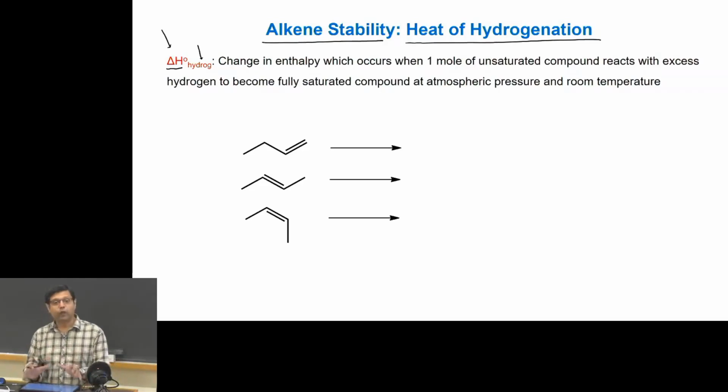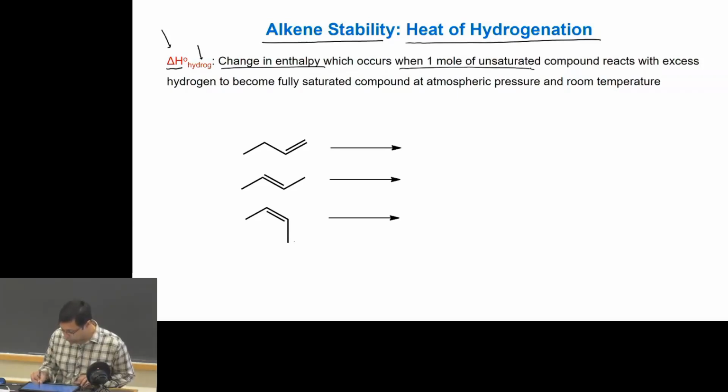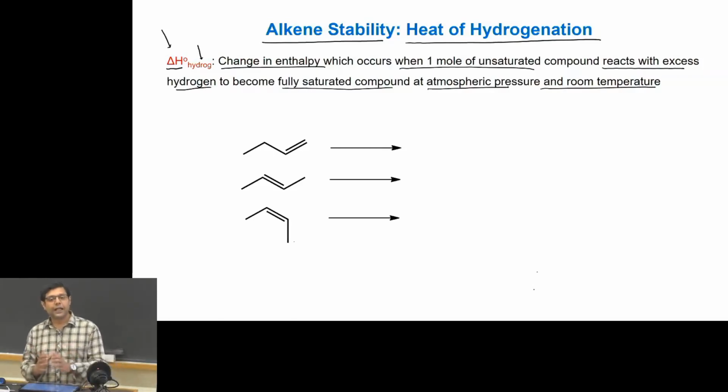Let's first define what it is, then we'll understand it. It is the change in enthalpy which occurs when 1 mole of unsaturated compound reacts with excess hydrogen to become fully saturated under standard conditions of atmospheric pressure and room temperature. Since the reaction is performed under standard conditions, you have a superscript naught in the symbol to signify that. All right, so this is the definition of heat of hydrogenation.